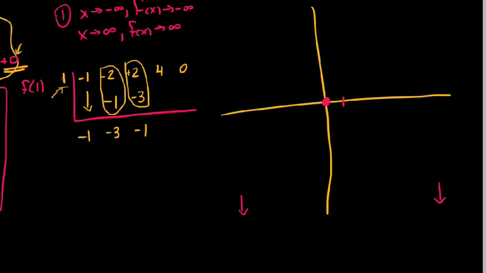Negative 1 times the number out front, 1, is negative 1. Negative 1 plus our 4 gives us 3. 3 times 1 is 3, and then eventually we say 0 plus 3 is 3. And the significance of this number right here is this is our f of 1. That's our function value at 1.